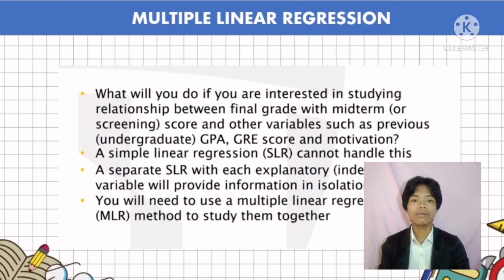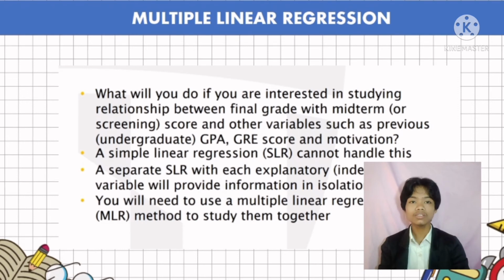So going with our topic, multiple linear regression. Given a situation, what will you do if you are interested in studying the relationship between final grade and midterm or screening score and other variables such as previous undergraduate GPA, GRE score, and motivation? It involves a lot of variables, and a simple linear regression cannot handle this because it only deals with a one-to-one scenario, and a separate SLR for each explanatory independent variable will provide information in isolation. You will need to use multiple linear regression, and with the MLR method we can study them together.